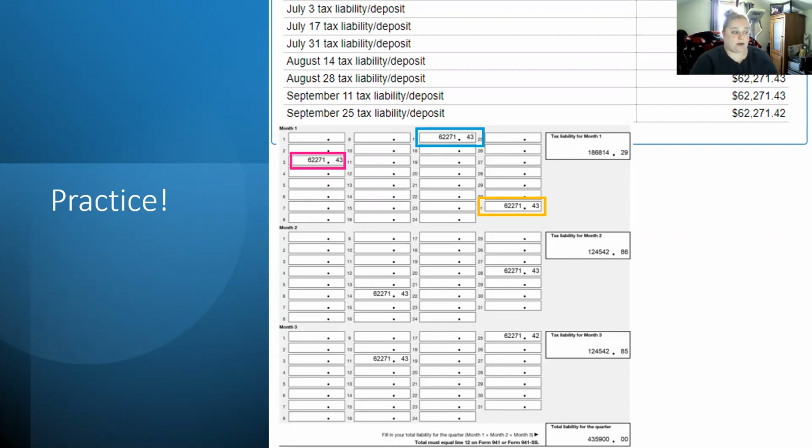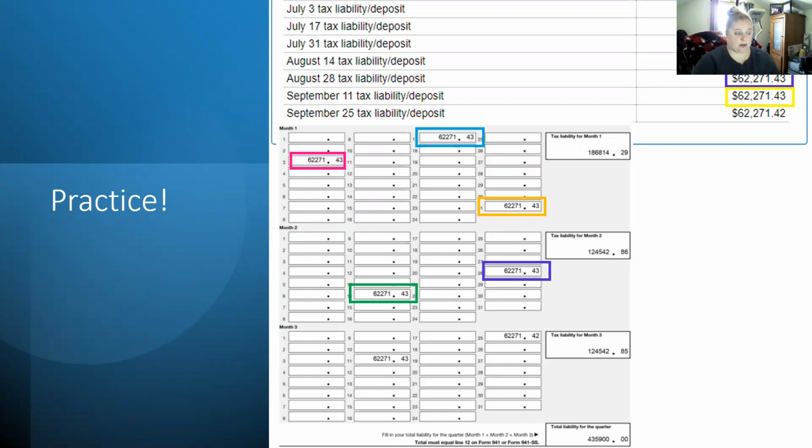August 14th, now we're down in month 2. So we're gonna find our month 2 section, go to the 14th day, and put in our liability amount. 28th, again, staying in month 2, find the 28th. Again, you would add, this time there's only 2. You would add those together and put that in the total liability for month 2.